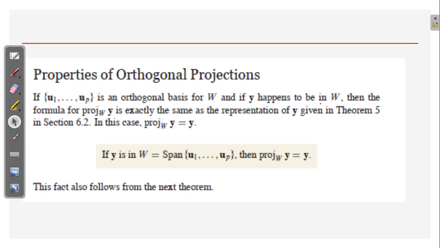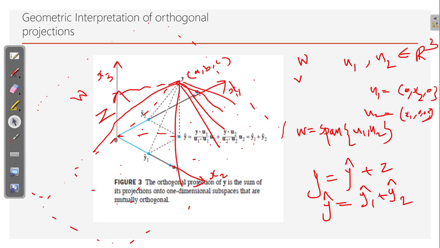And if y happens to be in W. When we discussed this earlier, y was not in W, because W is the x1 x2 plane, and y is positioned somewhere in the 3D space. So y is not in W. Suppose y is in W. Let me consider it like this: y will be some p, q, and 0, because there is no elevation, so the z coordinate, the x3 coordinate, will be 0.